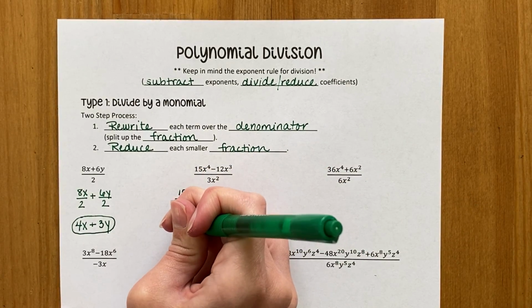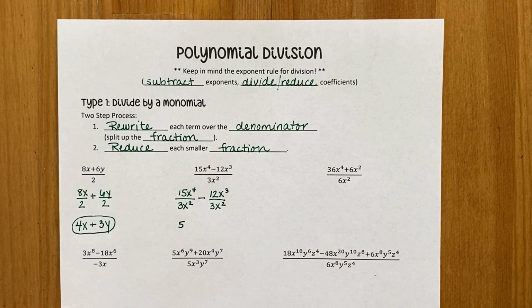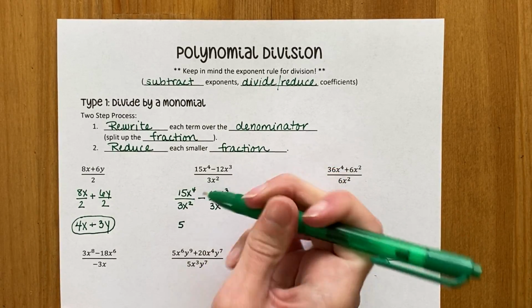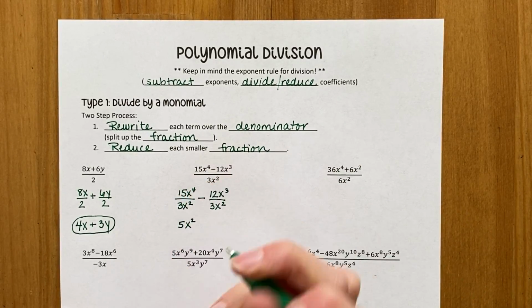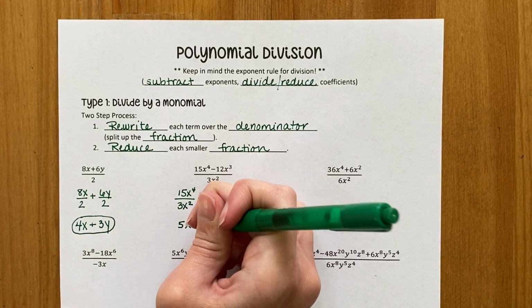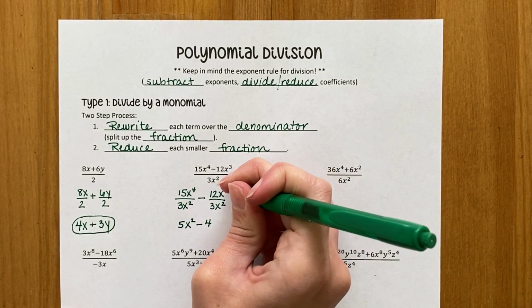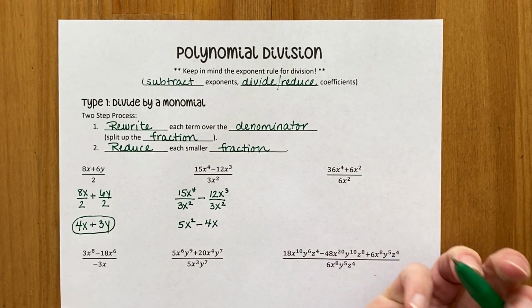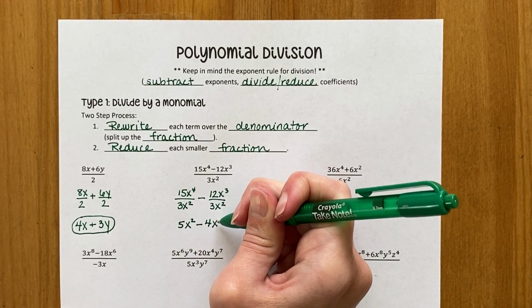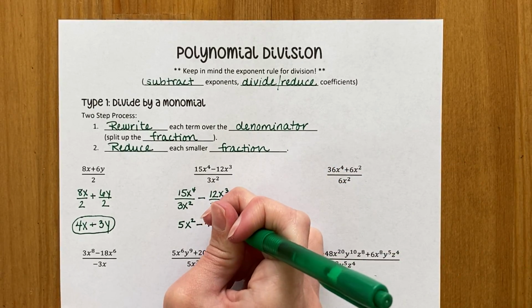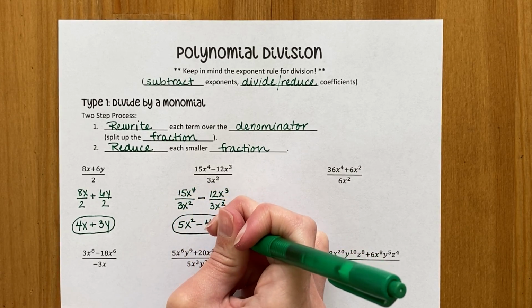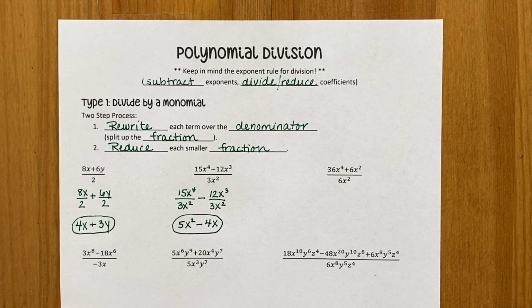15 divided by 3 makes 5, and here's where that exponent rule comes into play. 4 minus 2 still makes 2 as my exponent. On the other side, 12 divided by 3 makes 4, and 3 minus 2 makes 1. And remember, that would just be a plain x. If you feel more comfortable putting the 1, you're more than welcome to. You know, no like terms, so that makes that my final answer.